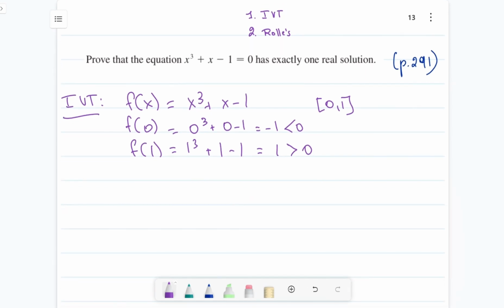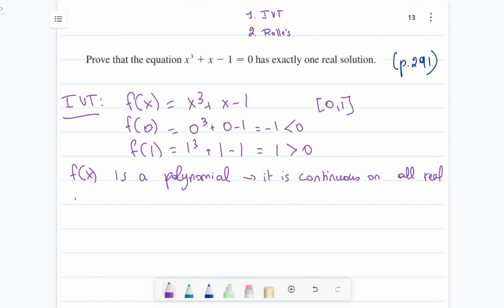Also, please note that the function has to be continuous on this closed interval. So f of x is a polynomial. Therefore, it is continuous on all real numbers. Therefore, it is continuous on the closed interval 0 to 1.